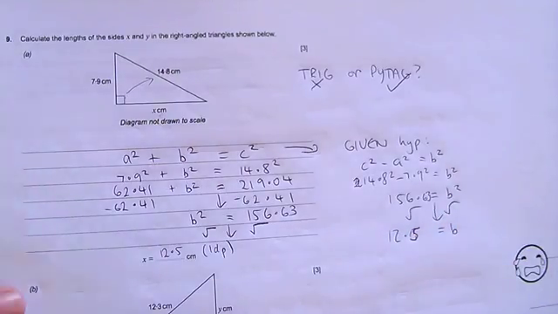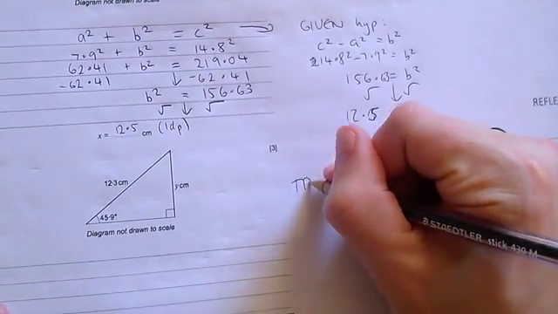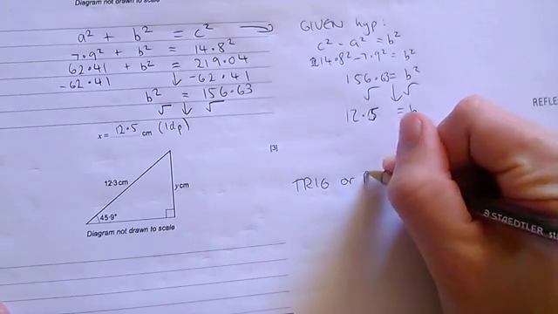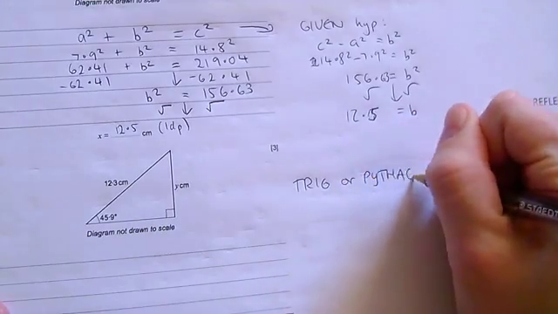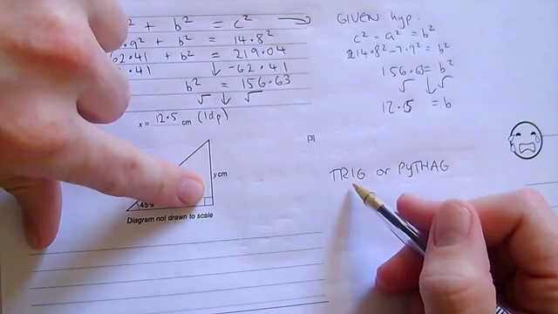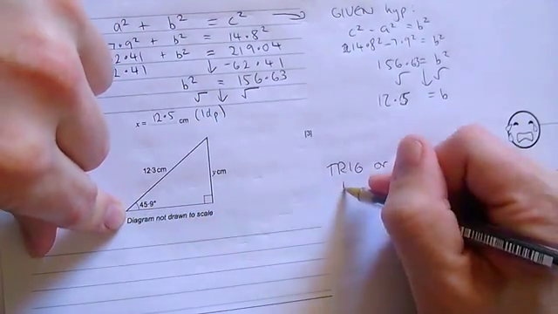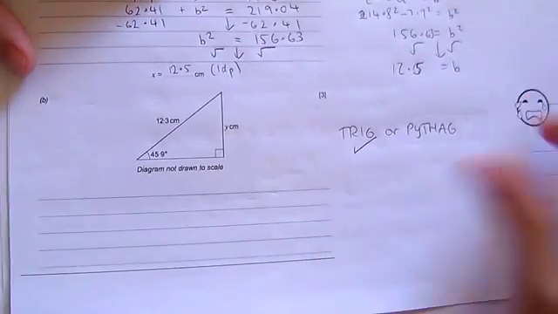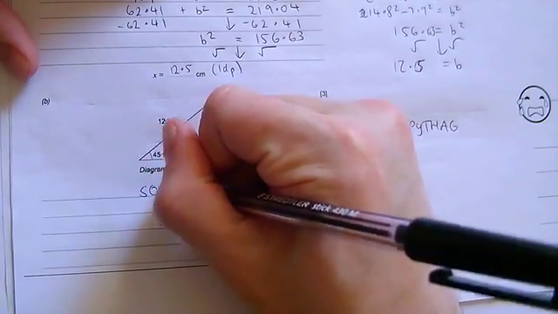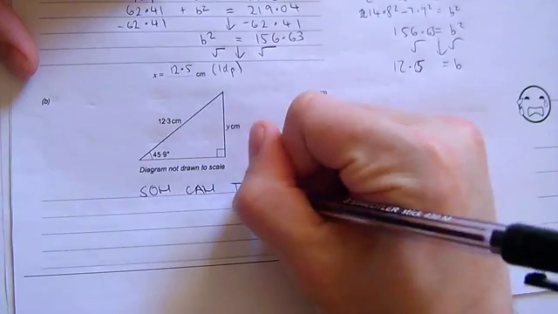Okay, question below it, trig or Pythag? So same question again, trig or Pythag. You need to be thinking about which one is which. Trig will be a right angle triangle, check, and it will give me another angle, yes, check, so it must be trig. Okay, if it's trig, I'm going to use SOHCAHTOA.